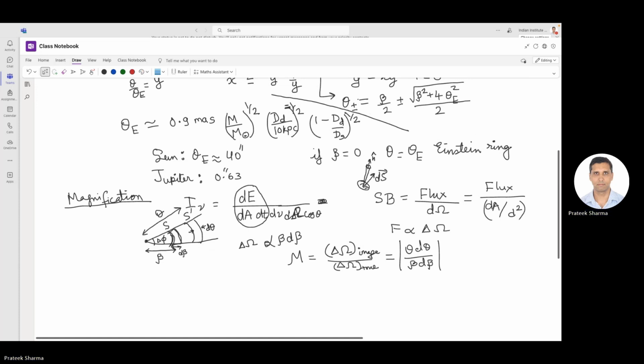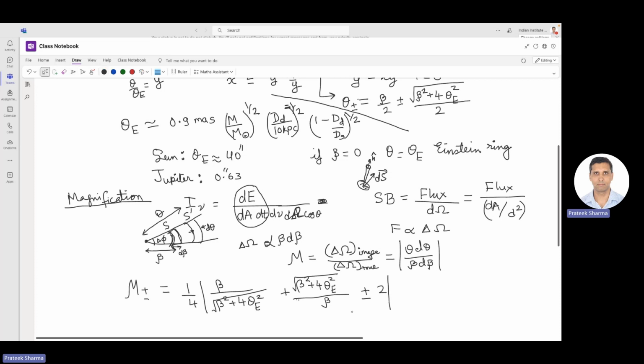We can actually calculate this quantity, since we know theta plus and theta minus. We can calculate d theta by d beta and get this magnification expression. It's just simple algebra. If we do that, we get the magnification for the two images, m plus minus, as 1/4 times the absolute value of beta over the square root of beta squared plus 4 theta e squared, plus the square root of beta squared plus 4 theta e squared over beta, plus minus 2. This is the magnification that you get for each of these images.